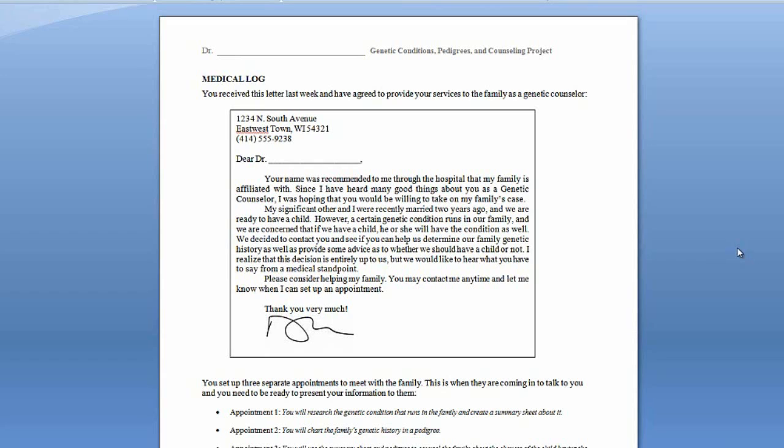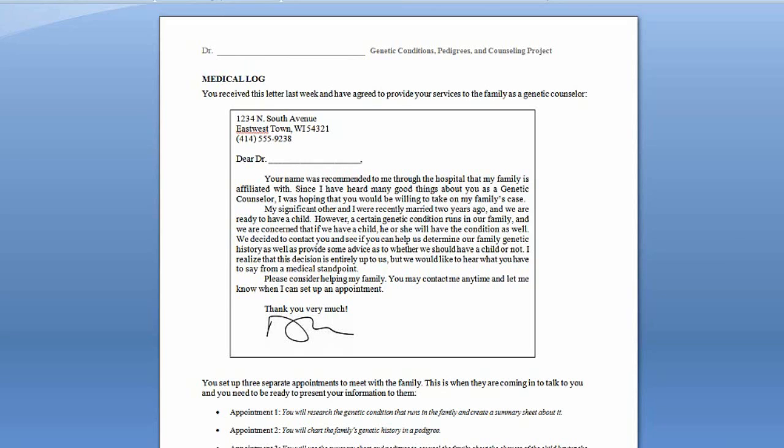You've made it to the Pedigree project, which replaces a test for this unit, so you're not having a test because this takes everything and puts it together. You can put your name here and here. You're going to be a doctor in this case, a genetic counselor, and I'm just going to read the letter that was sent to you.